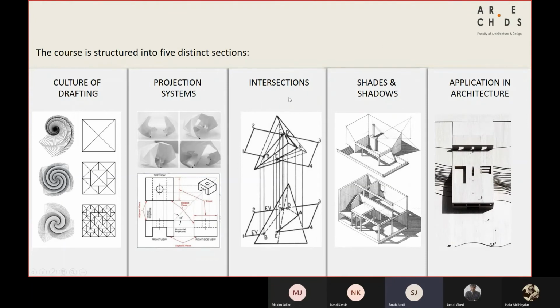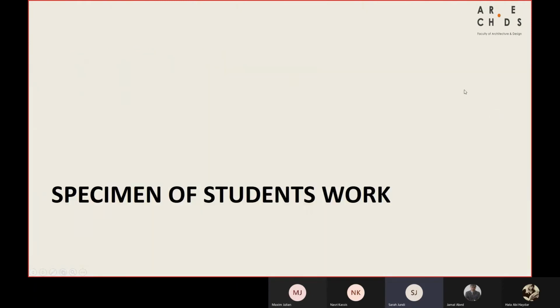And the third section is the intersections. In this section, the complexity gradually increases from planar to two-dimensional curved solids. And the fourth section is shades and shadows, where students learn how to apply shades and shadows in multi-view drawings and axonometric drawings. And finally, application architecture, where students choose an architectural project and represent graphically the characteristics of the project.